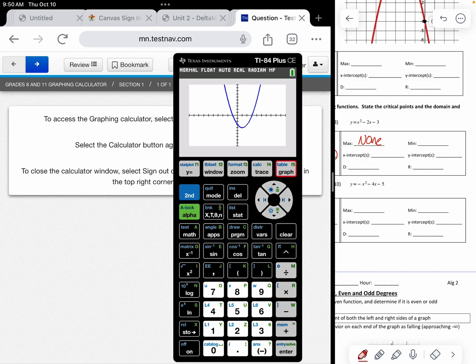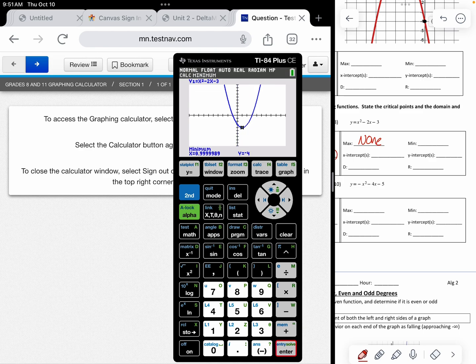So to find a minimum, you hit second trace, and there's an option for minimum. And if we'd had a maximum, we also could have used that. So we're going to hit enter. And again, it's going to ask left bound and right bound. So we want to go to the left of the minimum, which it already is. Hit enter. Then use the right arrow to go to the right of the minimum, anywhere to the right of it. Hit enter. And then guess. Yep, so hit enter one more time.